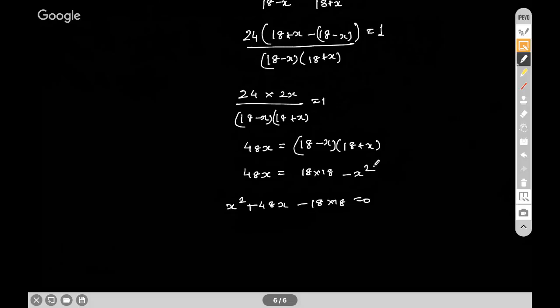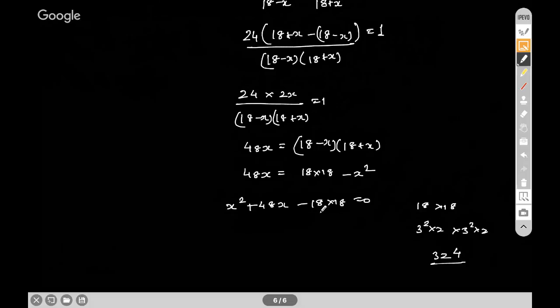Okay, so let us see how I split 48 to get 18 into 18. So what is 18 into 18? 18 into 18 is 81 into 4. If you see, this is nothing but 3 square into 2 into 3 square into 2. So 81 into 4 is nothing but 324. But you have to break this 18 into 18 in such a way that you get 48.